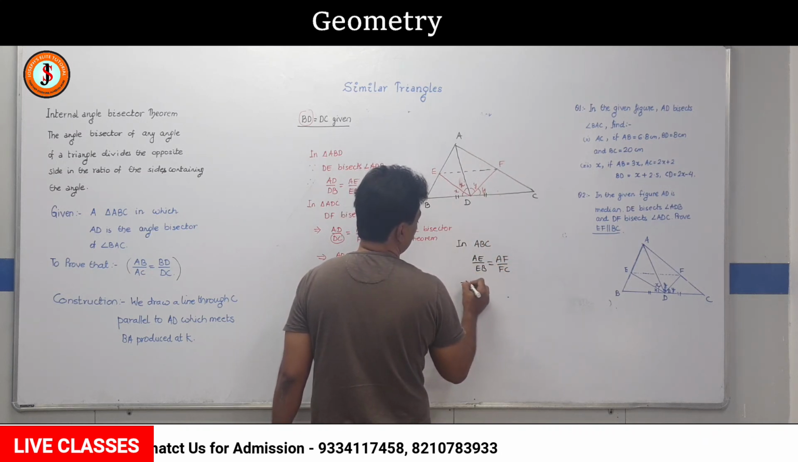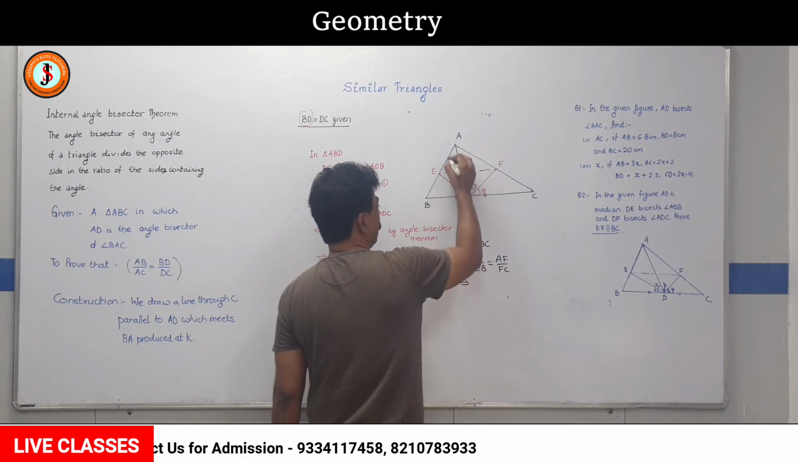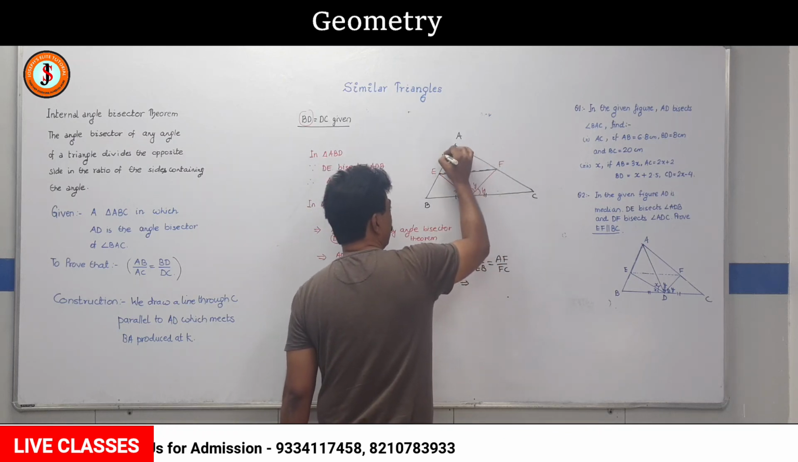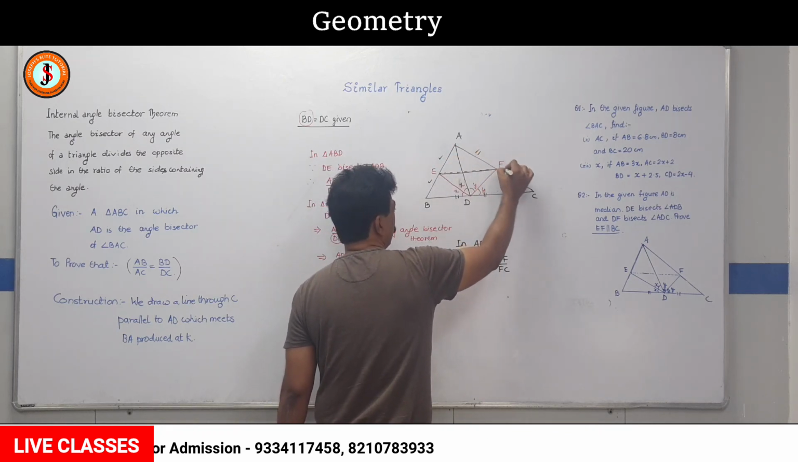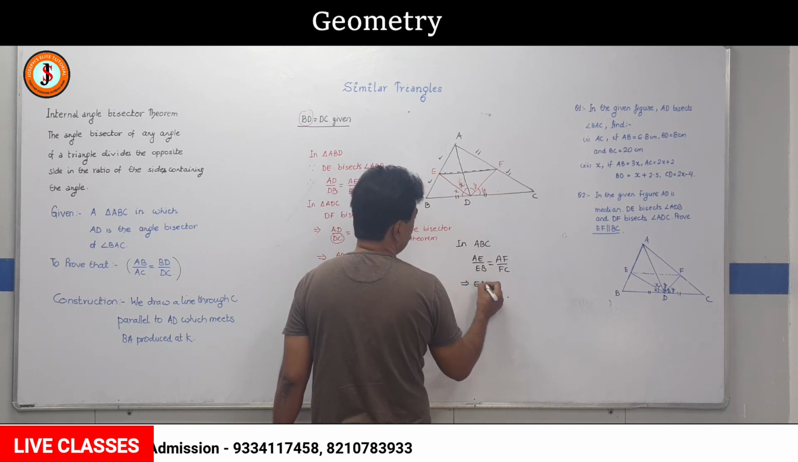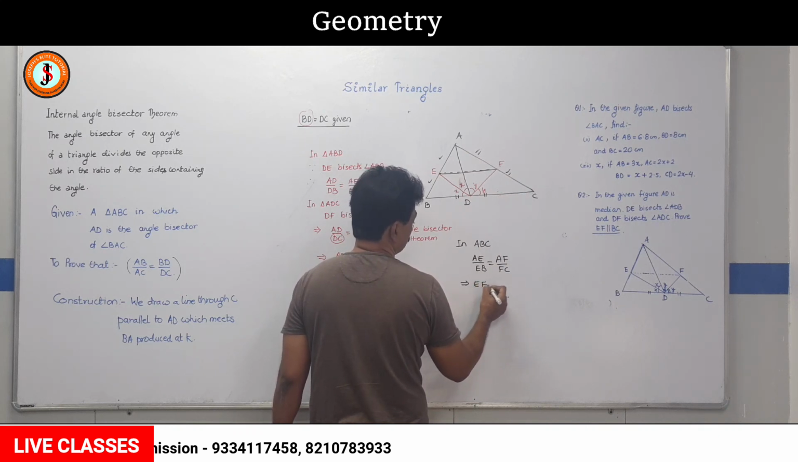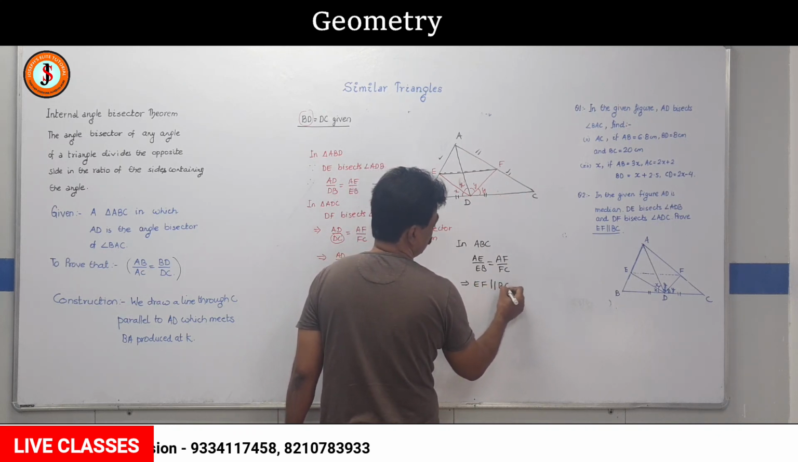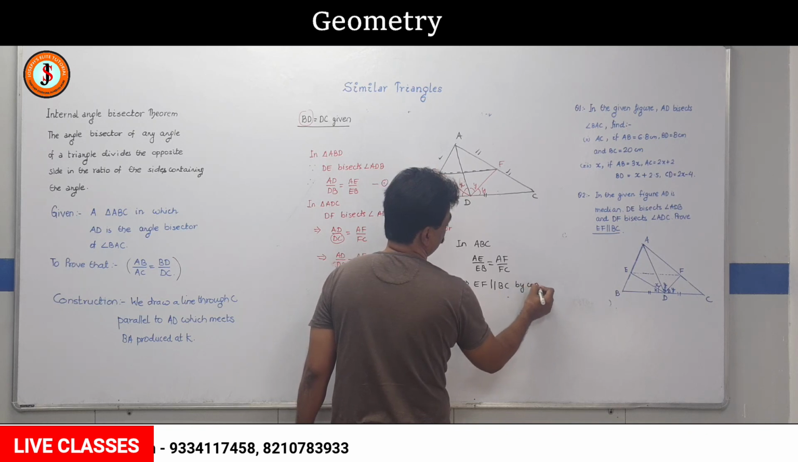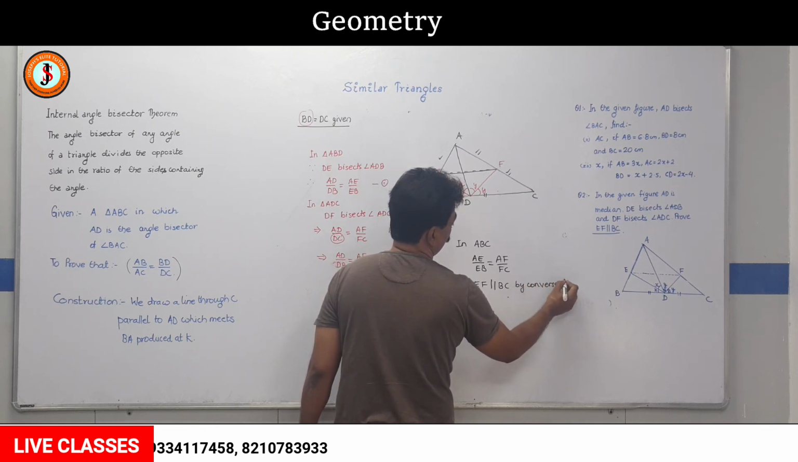This implies that by converse of BPT, if a line divides any two sides of a triangle proportionally, that means it is parallel to the third side. That means EF is parallel to BC by converse of BPT.